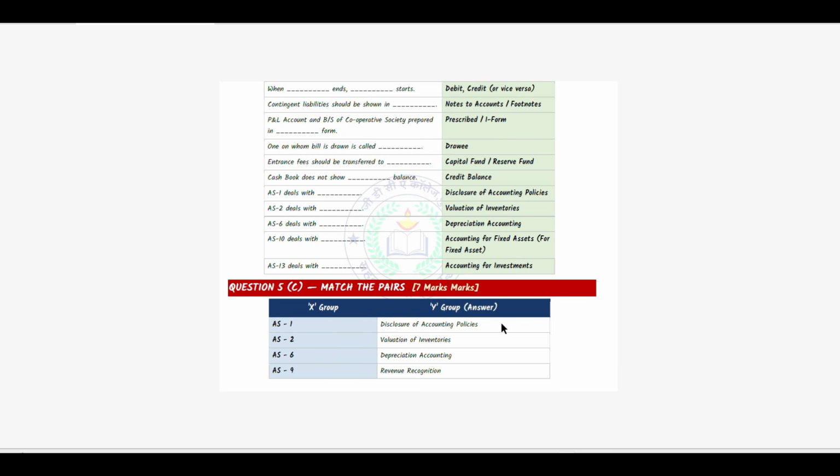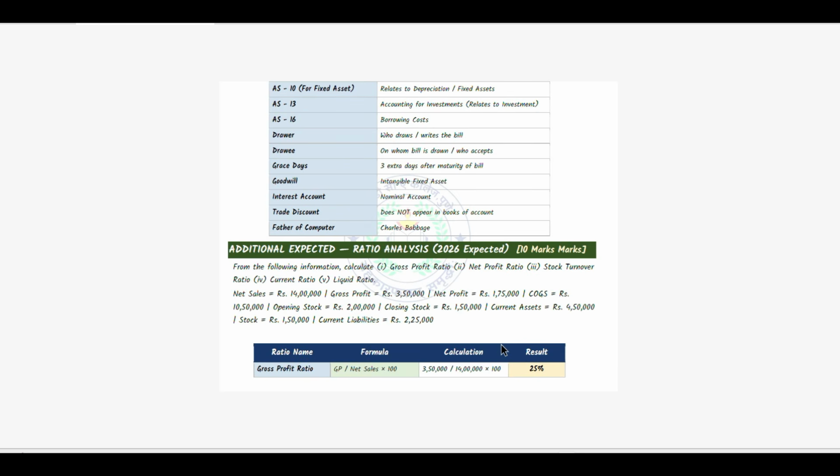AS1 disclosure of accounting policies. AS2 valuation of inventories. AS6 depreciation accounting. AS9 revenue recognition. AS10 accounting for fixed assets relates to depreciation of fixed assets. AS13 accounting for investments relates to investments. AS16 borrowing cost. Drawer, who draws or writes the bill. Drawee, on whom the bill is drawn or who accepts the bill. Grace days, 3 days extra after maturity of the bill.